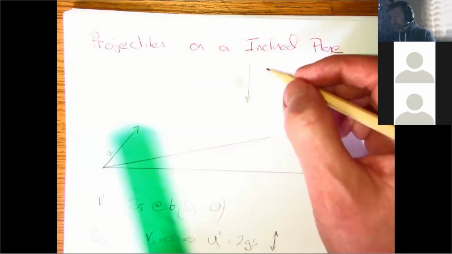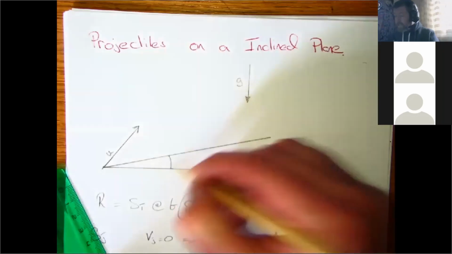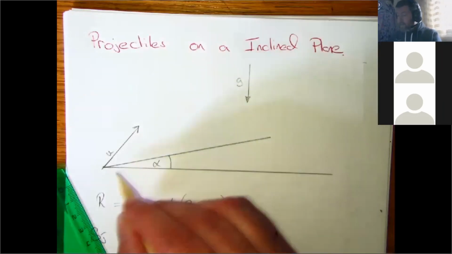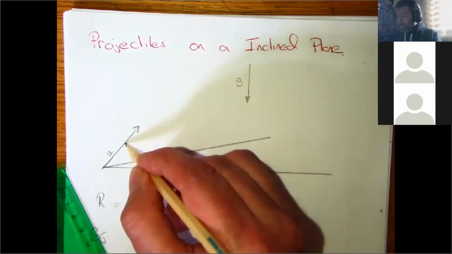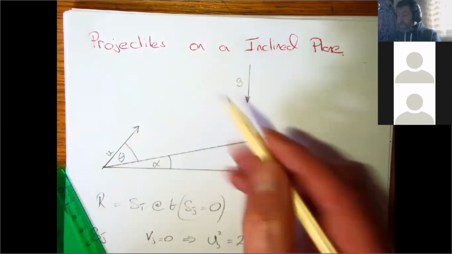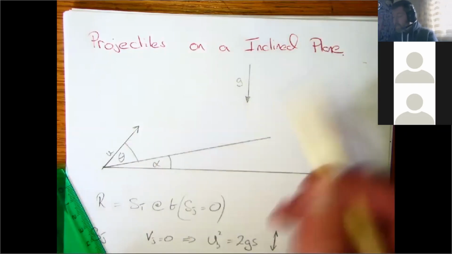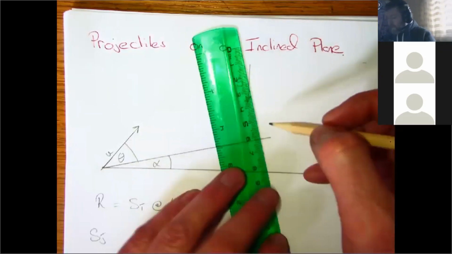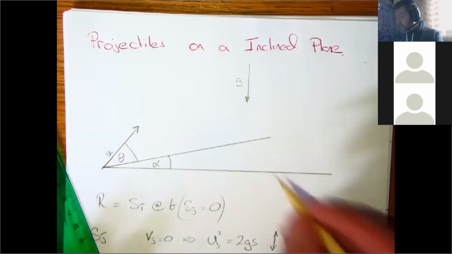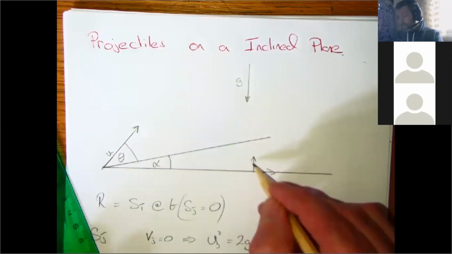Now, we can say that the hill is inclined at an angle alpha to the horizontal, and that the angle of projection to the inclined plane is theta. Is that all right? That shouldn't change too much. Really and truly, I don't want to deal with I going this way and J going this way anymore. That's not going to help.